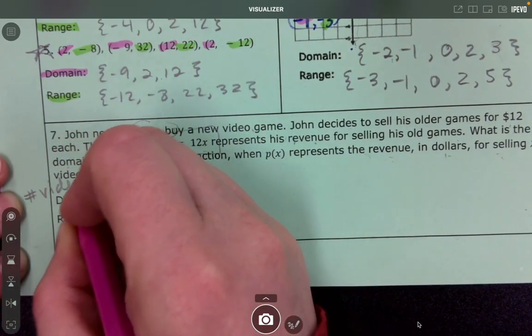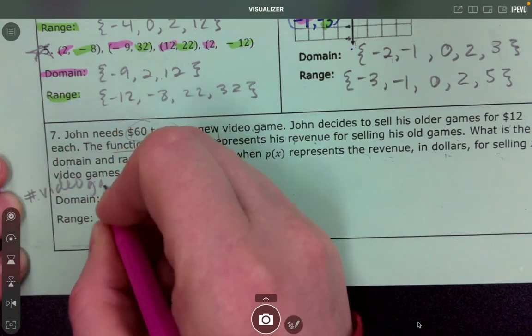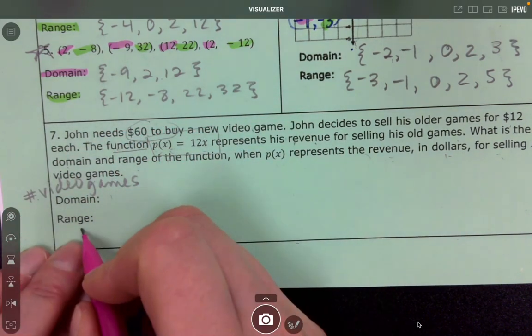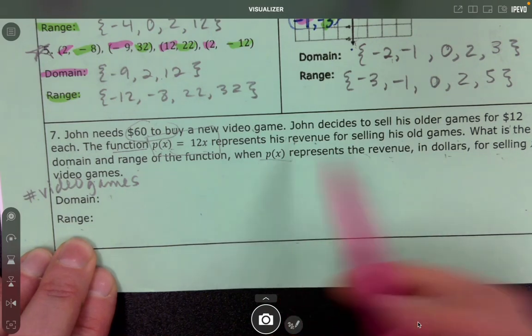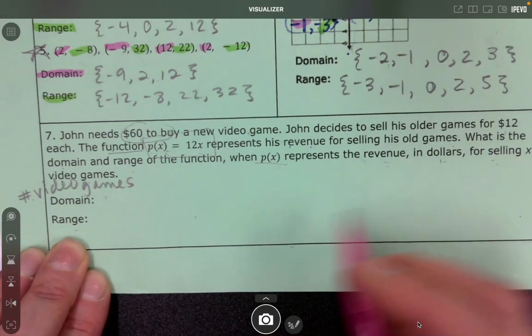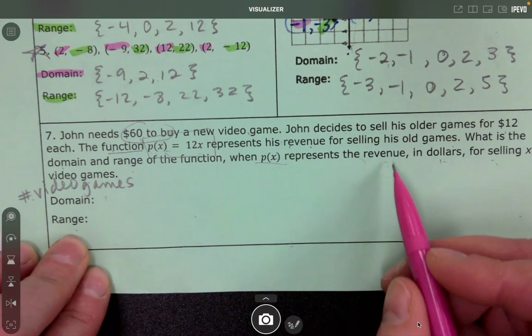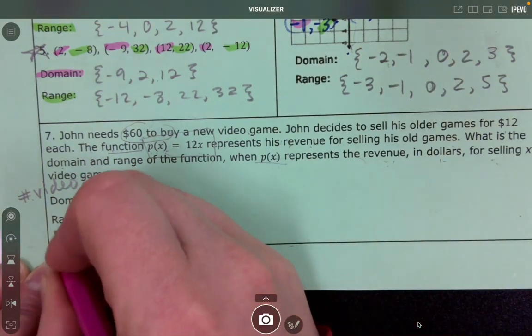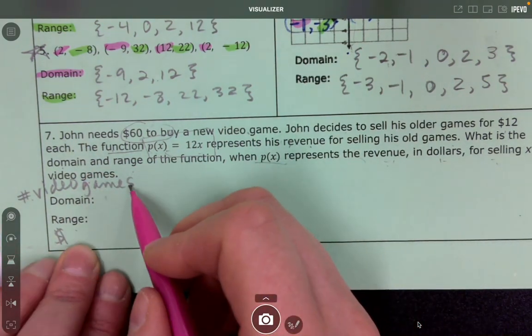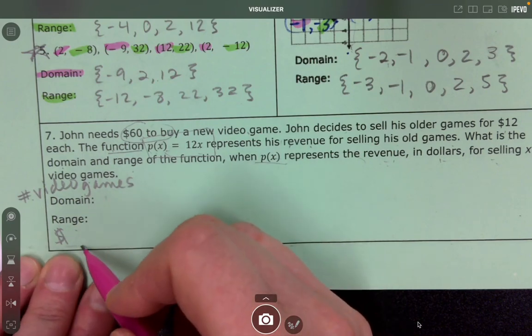Number of video games. That's a number sign, not a hashtag. And then my range is that P of x. That's like my y value. So they're using that instead of writing a y. And that's my revenue. So this is going to be money. So my domain is my number of video games. My range is my money.